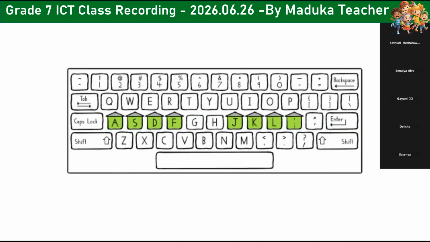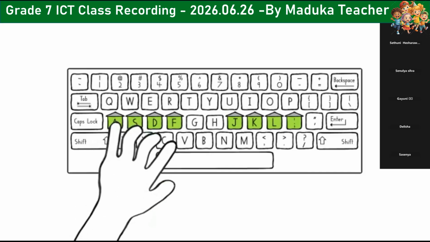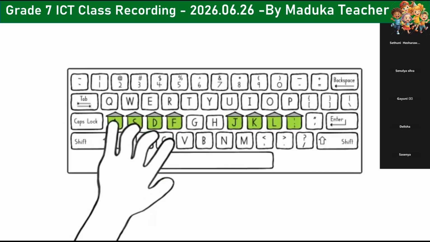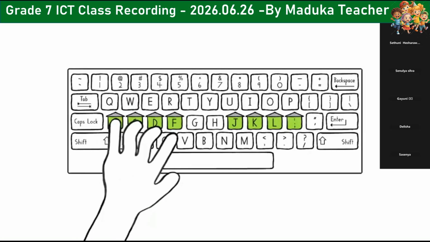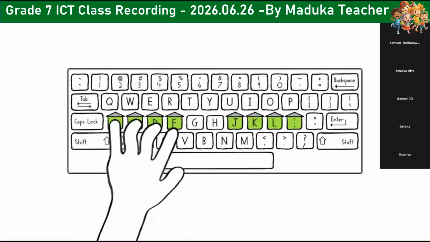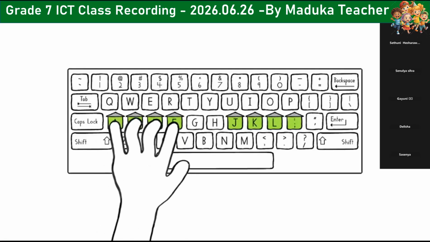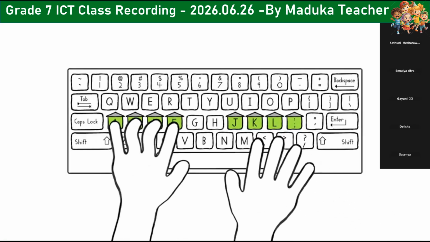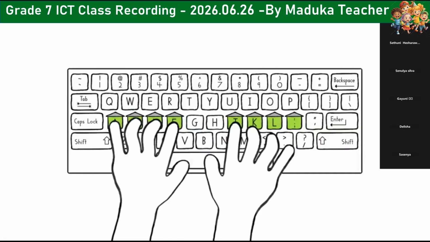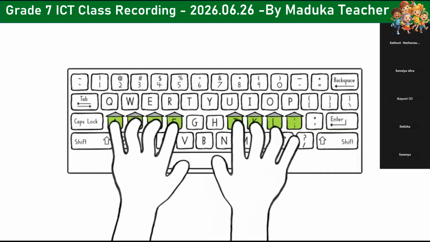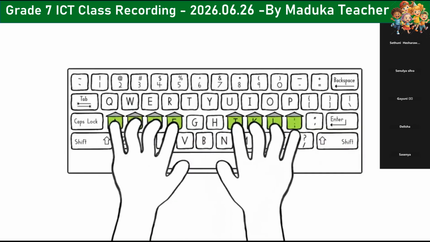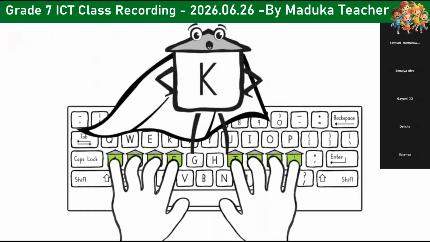Let's start with your left hand. Your left pinky rests on A, left ring finger rests on S, left tall finger rests on D, left pointer finger rests on F. Great. Now let's try with the right hand. Pointer on J, tall on K, ring on L, and pinky on semicolon. Home row.